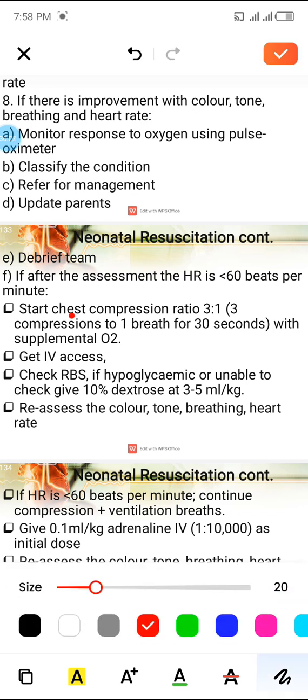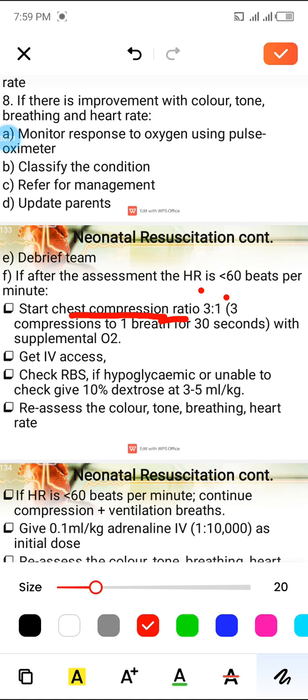When we talk about chest compressions, we're looking at CPR. You can provide CPR, which is 3 compressions to 1 ventilation, with supplemental oxygen. If you are able to do this, then after this you can take the baby to ICU, after you've done the CPR.